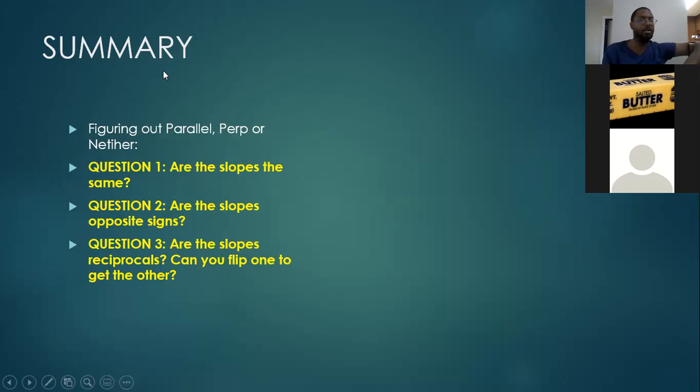And to figure out whether or not you have a parallel, perpendicular, or neither, you ask yourself 3 questions. Are the slopes the same? Yes or no? Question number 2, are they opposite signs? Yes or no? Question number 3, are they reciprocals? Can you flip one to get the other one? You answer those 3 questions, and then you think about what the answers to those questions mean.